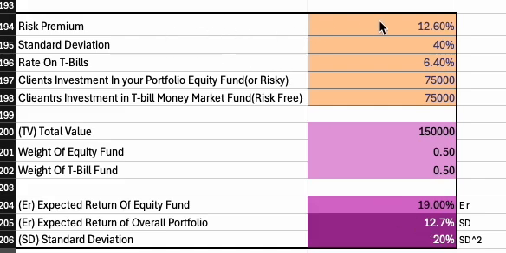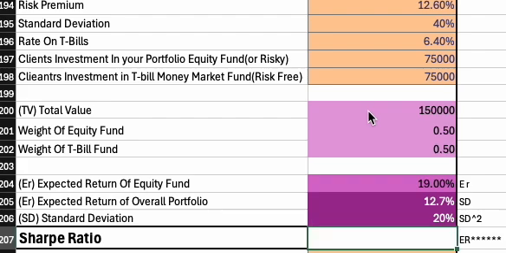So we are given a 12.6% risk premium, a standard deviation of 40%, a rate on T-bills, which is 6.40%, client's investment in your portfolio equity fund, 75,000, and client's investment in T-bill money market fund, risk-free, 75,000.